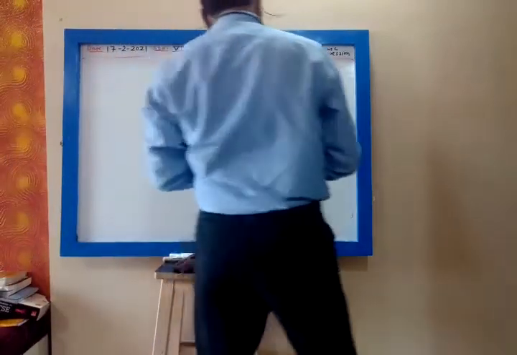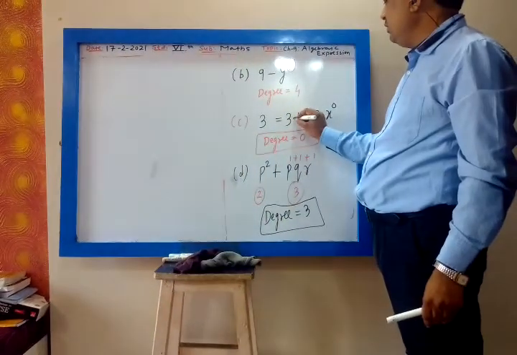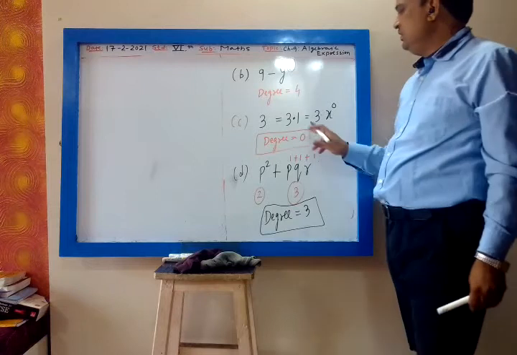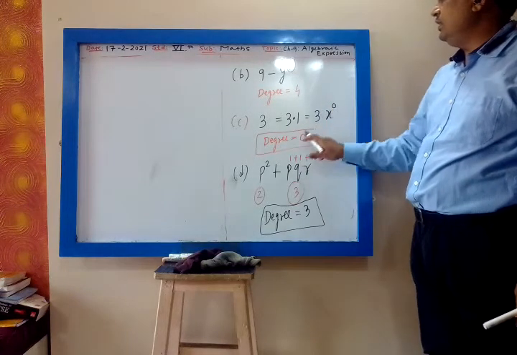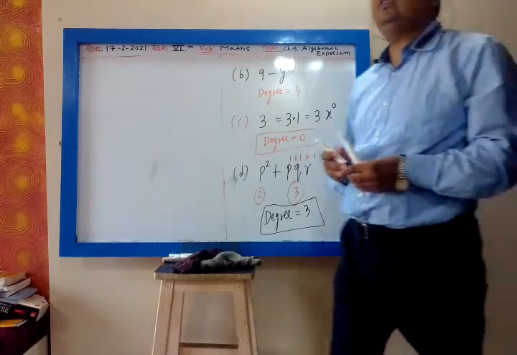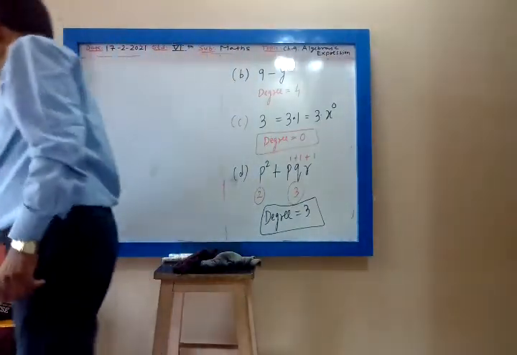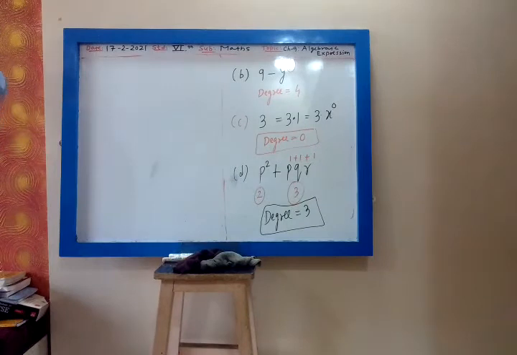3 into 1. Dot means multiplication. Then 1 I can write as x raised to 0. What is the power? 0. So degree is 0. Whenever there is no variable, then the degree of that polynomial is 0.